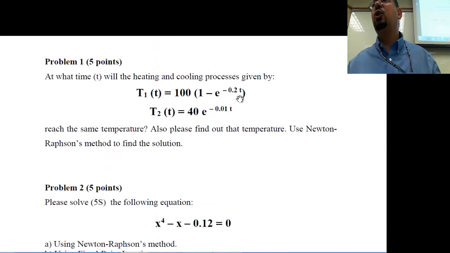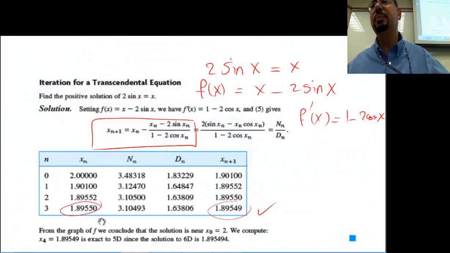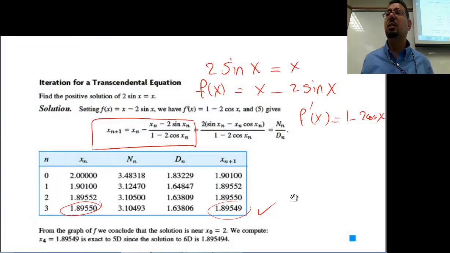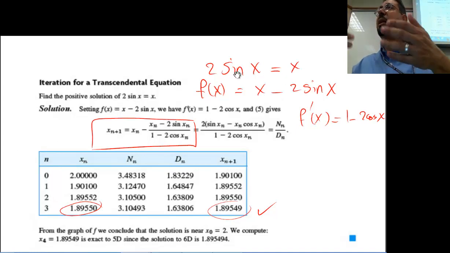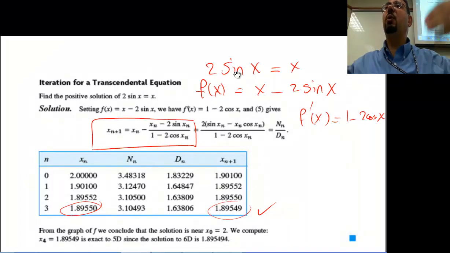So when it comes to e to the power minus x, ln and sine, some people don't like to do the differentiation. Sometimes it's not that easy. For example, this one: find a positive solution of 2 sine x equal x. That's the same thing. Here are two functions equal to each other. He wants you to find when this equals this.